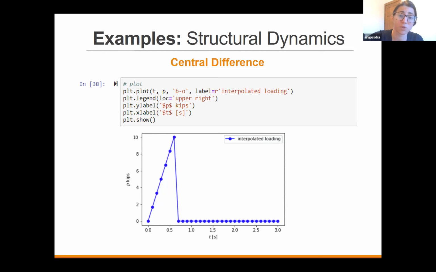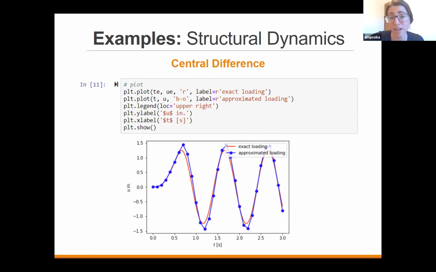They load in some sort of forcing function, and then they compare the response from that forcing function to the exact response. And that way they get to validate their own code because they know what the exact result is.